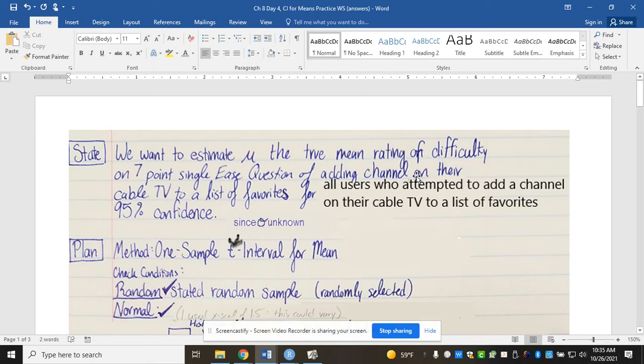So the first one was wordy, like strangely wordy. We want to estimate mu, the true mean rating of difficulty, and I just went word for word with everything: problems on a 7-point single ease question, adding a channel on their cable TV to a list of favorites, for all users who attempted to add a channel on their cable TV to a list of favorites. That's super wordy, with 95% confidence.